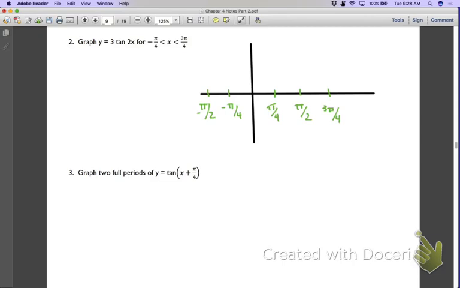I need to take negative pi over 2 and set it equal to 2x. I need to take pi over 2, set it equal to positive 2x. Solve for x. What do I need to do to both sides? Or to both problems? Divide each one by 2. So I'm going to have negative pi over 4 is equal to x, and I'm going to have pi over 4 is equal to x.